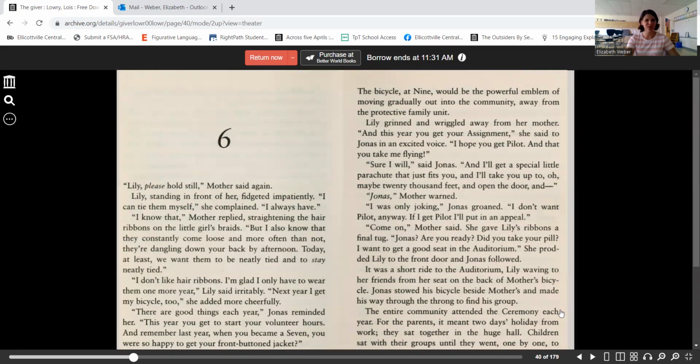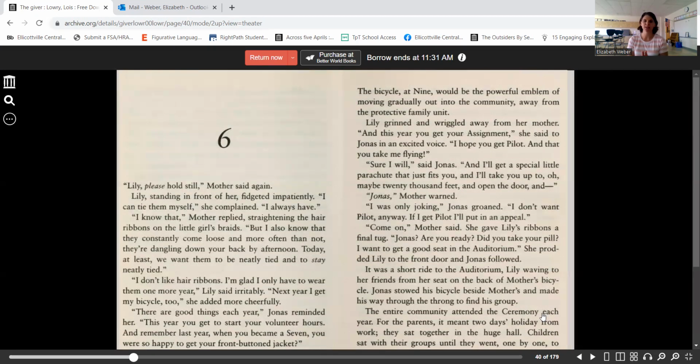And this year you get your assignment, she said to Jonas in an excited voice. I hope you get pilot and that you take me flying. Sure, I will, said Jonas, and I'll get a special little parachute that just fits you. And I'll take you up to, maybe 20,000 feet and open the door and Jonas, Mother warned. I was only joking, Jonas groaned. I don't want pilot anyway. If I get pilot, I'll put in an appeal.